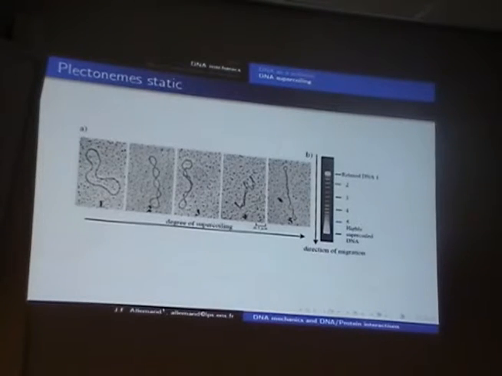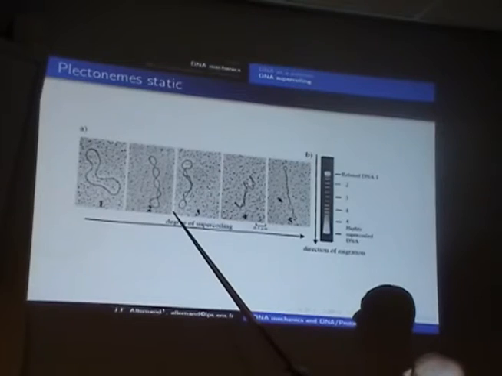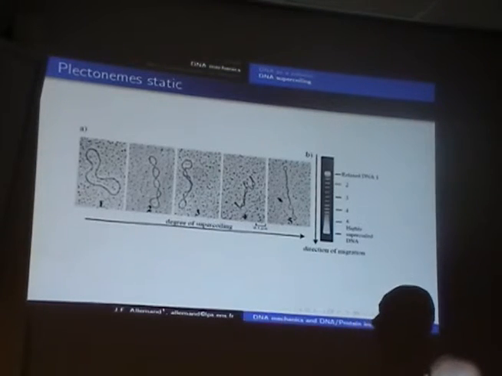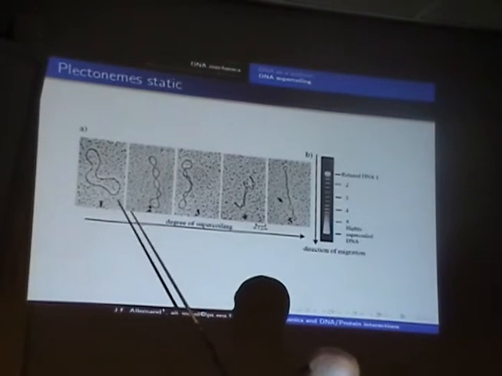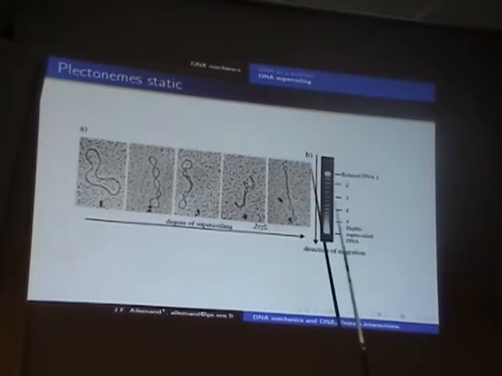So how did people observe that you have some supercoiling? Initially there were electron microscopy images. You see here a relaxed DNA, and here with more and more torsional constraint, you see that this DNA is more compact. So supercoiling is indeed a way to compact a polymer.